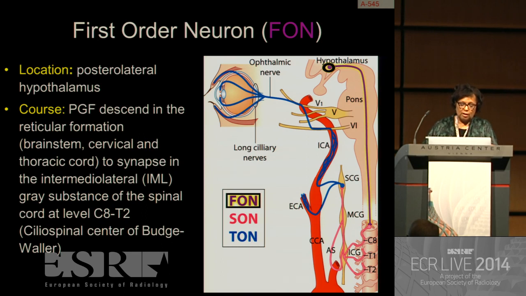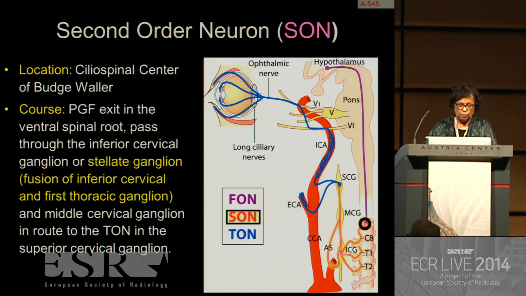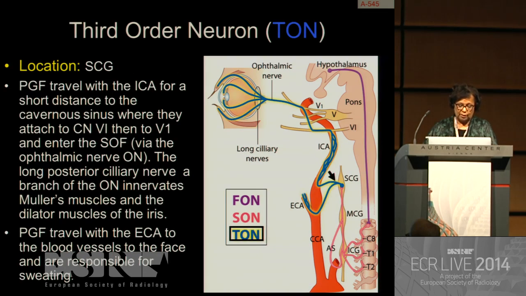Now let's see how the ocular sympathetic fibers travel from the hypothalamus to the eye. So we begin in the first-order neuron in the posterior lateral hypothalamus. The fibers descend in the reticular formation through the brainstem, cervical, and thoracic cord to synapse in the intermediate lateral gray substance at the level of C8 to T2. The second-order neuron fibers exit in the ventral spinal roots and pass through the inferior, middle, and superior cervical ganglions before they synapse with the third-order neuron in the superior cervical ganglion.